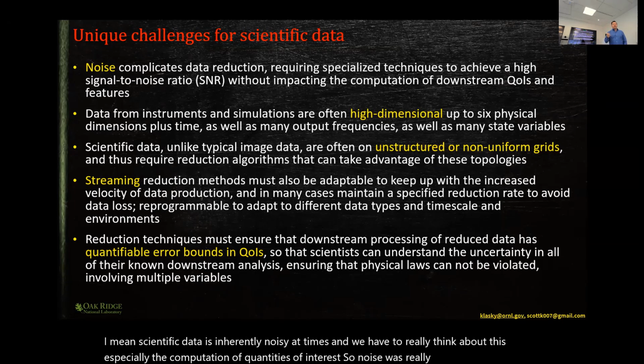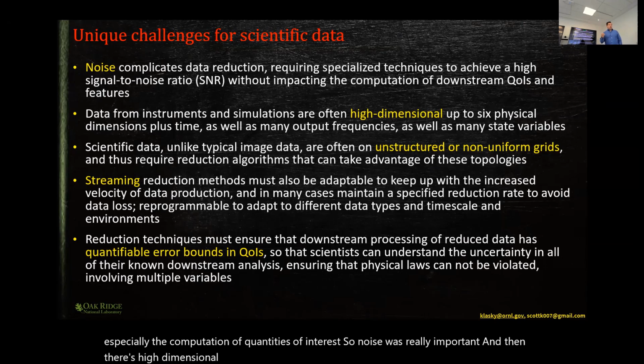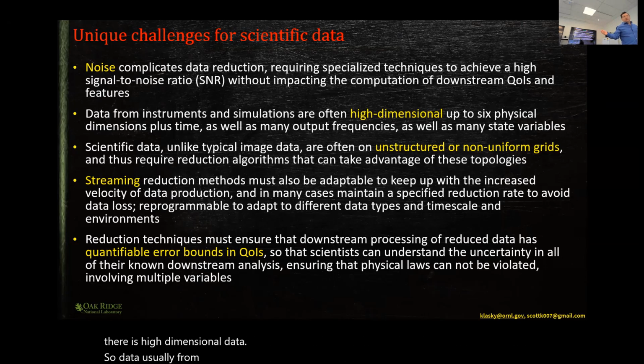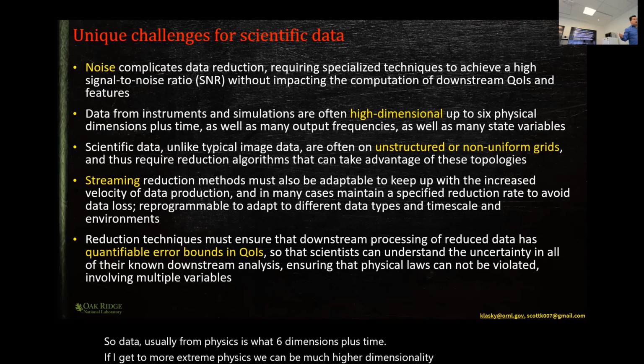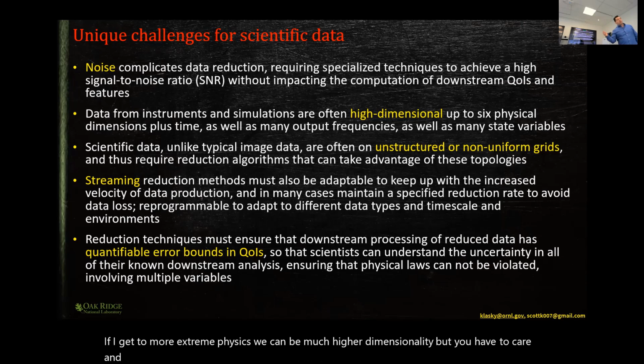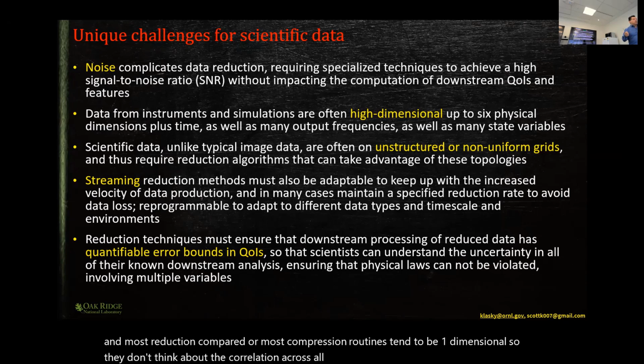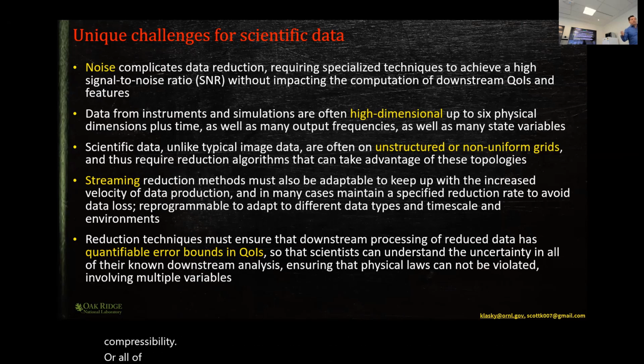And then there's high dimensional data. So data usually from physics is what, 6 dimensions plus time. If I get to more extreme physics, we can be much higher dimensionality, but you have to care. And most compression routines tend to be one-dimensional. So they don't think about the correlation across all the dimensions, and you can lose a lot of the compressibility. Or all of a sudden things can break down because you're not obeying certain things.